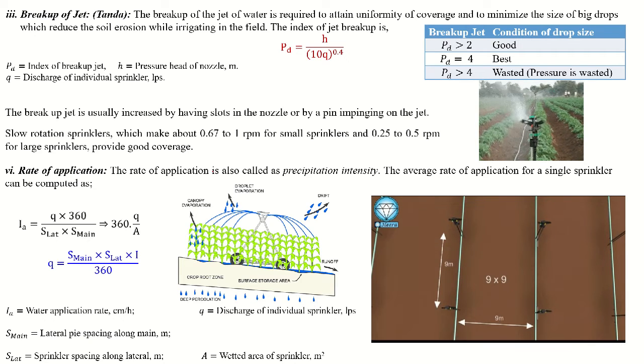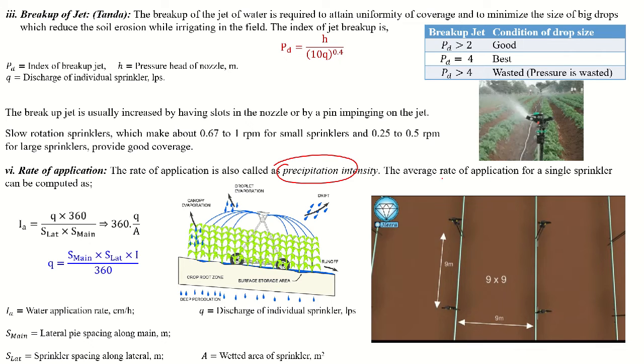The rate of application is also called the precipitation intensity, and the average rate of application for a sprinkler system can be computed by, so as you know the discharge formula, that is, the spacing between your main or submain and the spacing between your laterals into the application rate, okay, by 360.